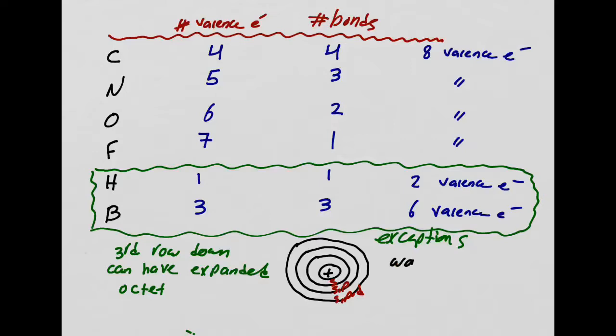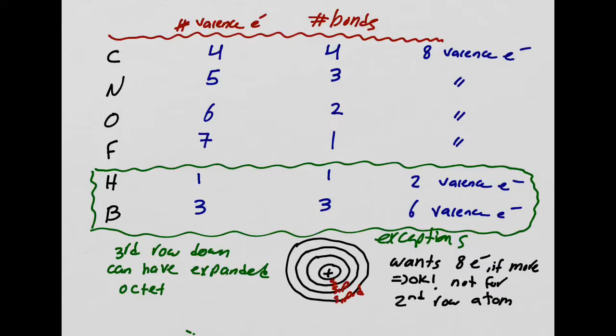So here is the deal. Everyone wants 8 electrons. Except hydrogen wants 2, boron wants 6. But if you have more than 8, it's okay. It's okay to be extra happy, but not for the second row. But not for second row atoms on a periodic table. So I'm going to repeat this one more time.